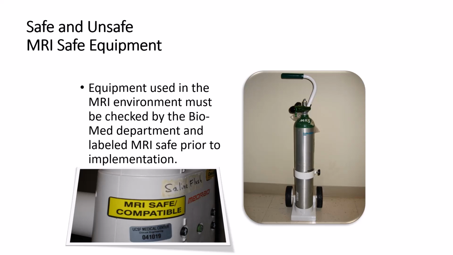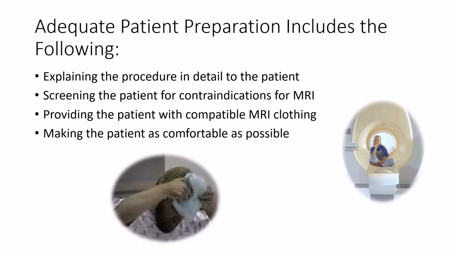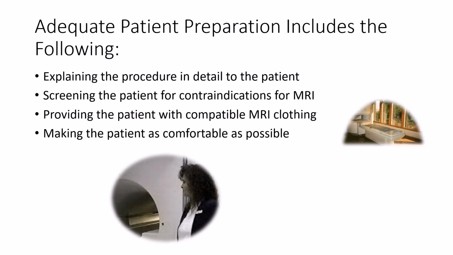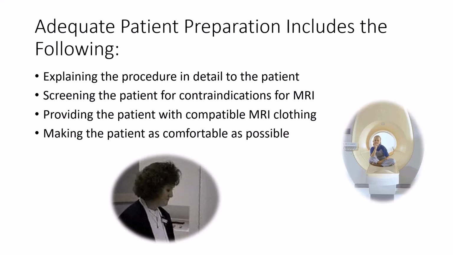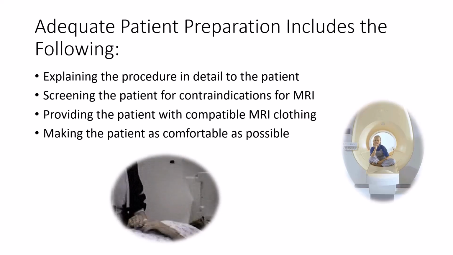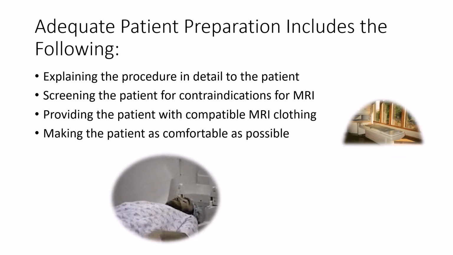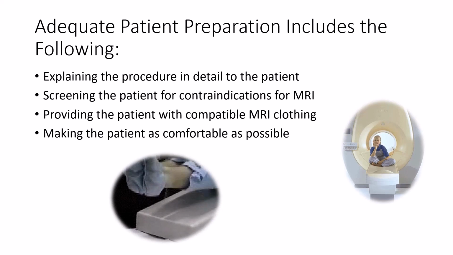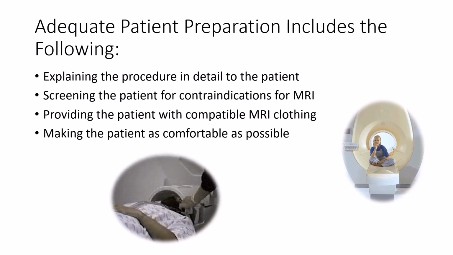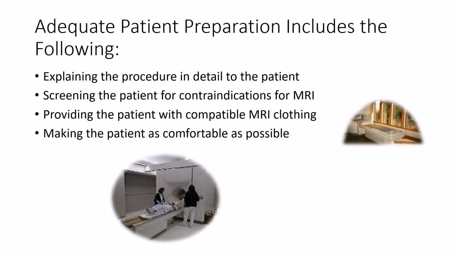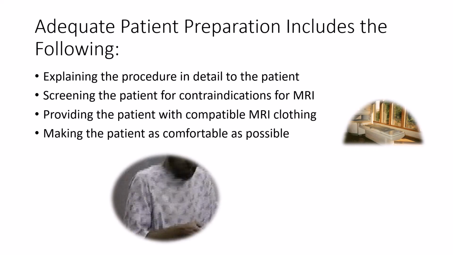Well, we looked at equipment, and I bet you figured out any kind of metal equipment that goes near a giant magnet needs to have some sort of safety precautions taken prior to it, and we'll look at that a little bit later. But how about the patient? Well, the patient has to be prepared to go in the room as well. Adequate patient preparation includes the following.